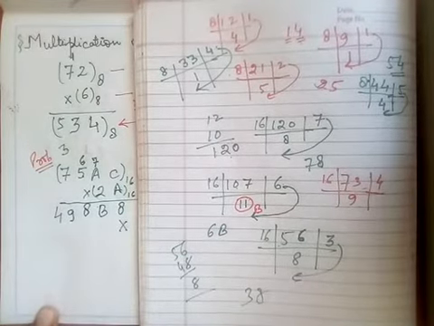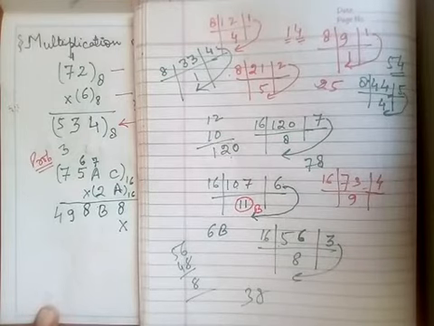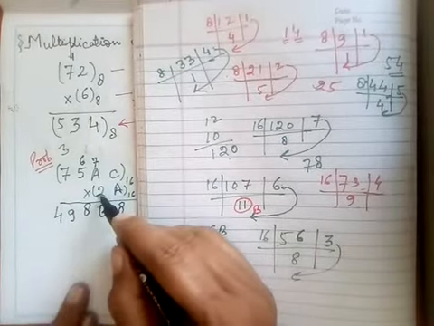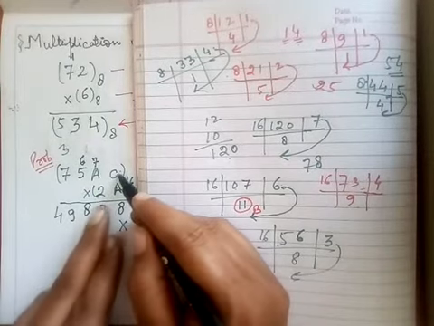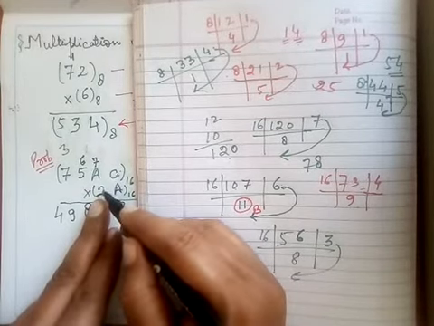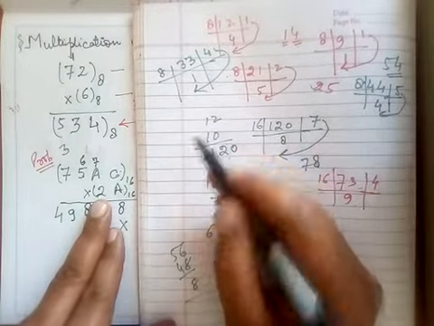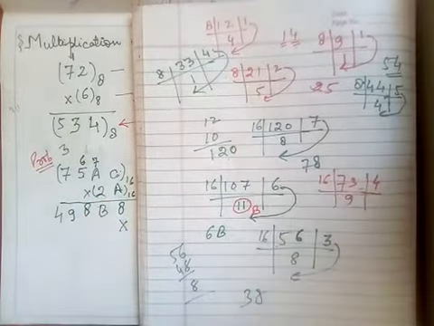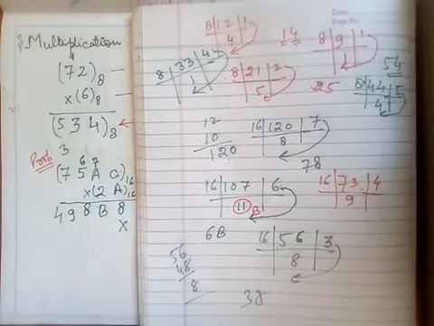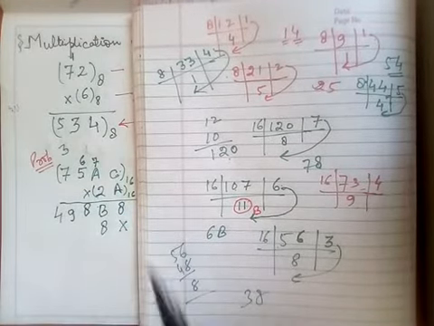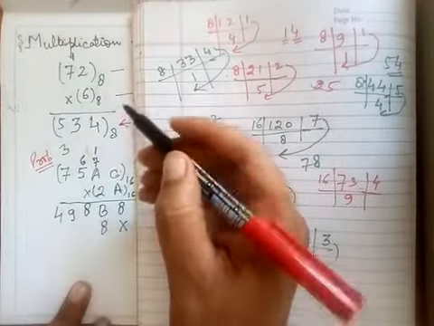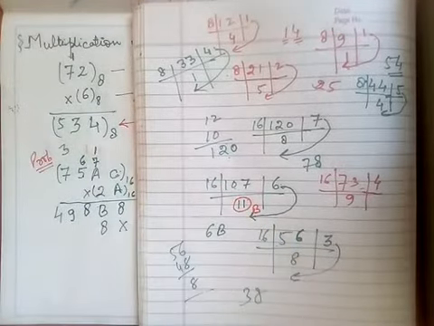Again, I simply put a cross here, and now this is 24. This is 12, and this is 2. So this is 24. 24 divided by 16: 16 1s is 16, and the remainder is 8. So I write this 8 here, and this remainder 1 is carried. Then again 10 into 2 is 20, and so on.